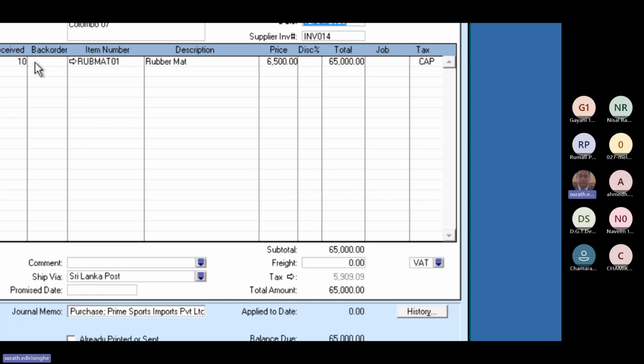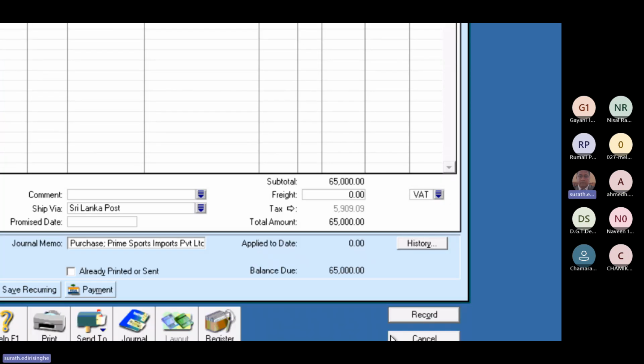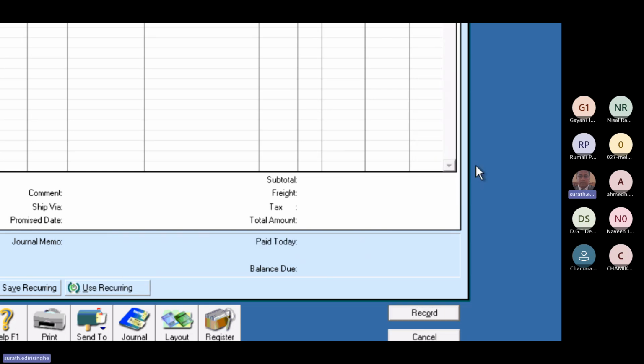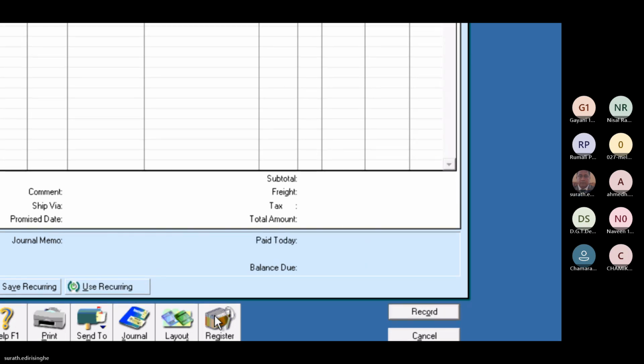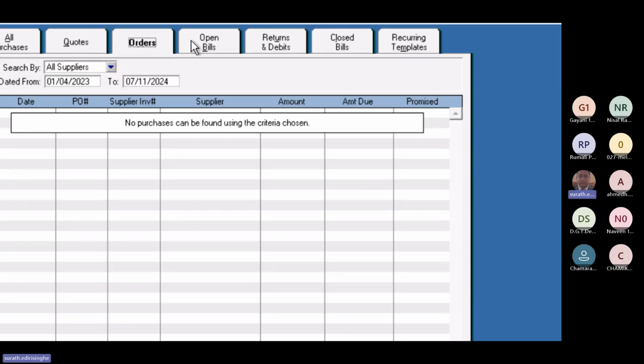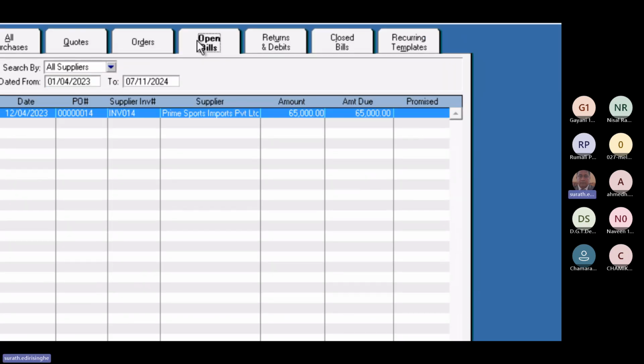Right. Then is there a back order, Ahmed? Hello, Ahmed? No, sir. No. Then full order. Then record. Okay. Recording. Transfer the status from order status to open bill status.